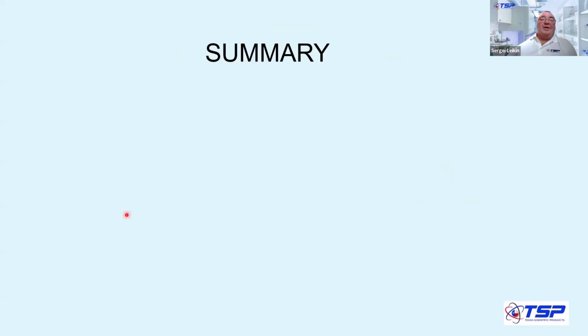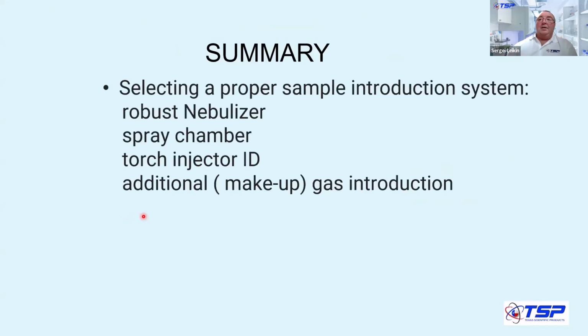And as a summary, first, selecting the sample intro is probably one of the most important things. You have to get the right nebulizer, high solids capable for all of these applications, high particulate capable as well, and the right type of spray chamber. The torch injector ID you also have to pay attention to, depending on the application. If you go organics or high volatile, the injector ID should be narrow. If you go high salts, it should be wider.